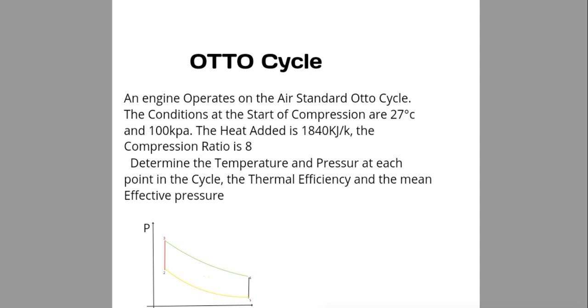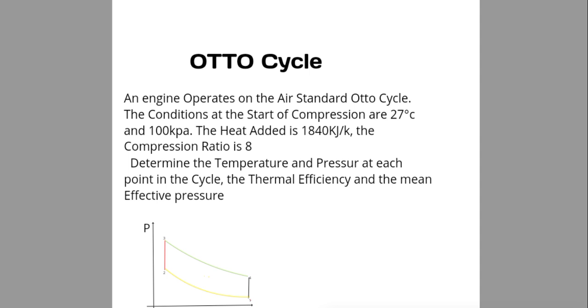In today's video we are going to solve another question on the auto cycle series which we talked about in our last session. The question says: an engine operates on the air standard auto cycle. The conditions at the start of compression are 27 degrees Celsius and 100 kilopascals. The heat added is 1840 kilojoules per Kelvin. The compression ratio is 8. Determine the temperature and pressure at each point in the cycle, the thermal efficiency and the mean effective pressure.